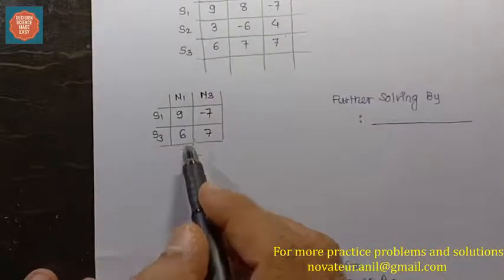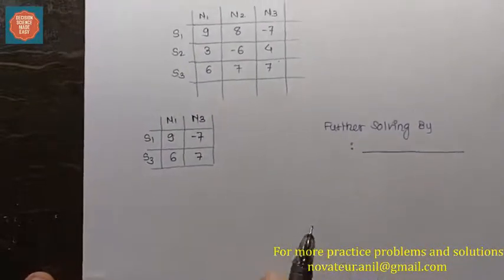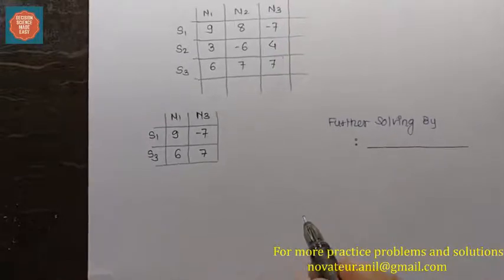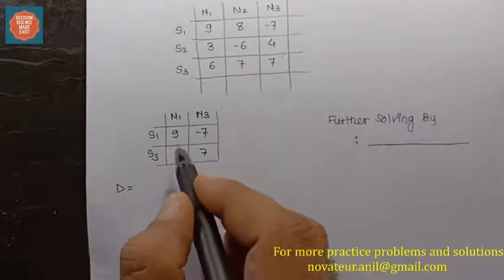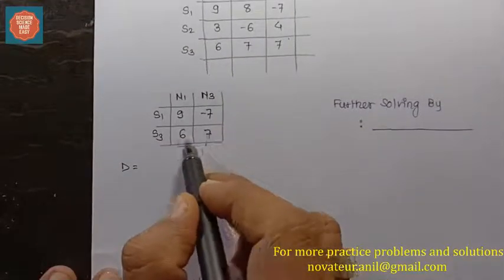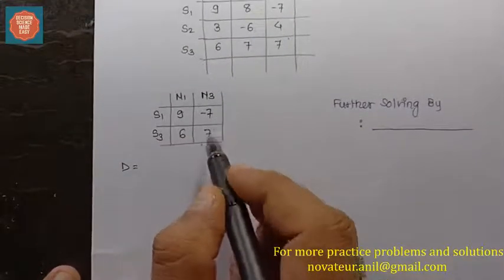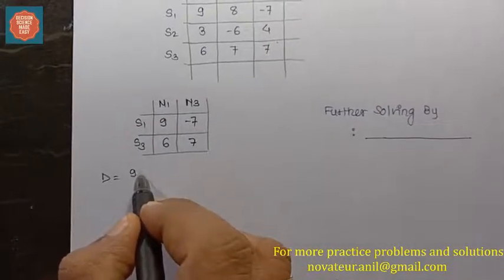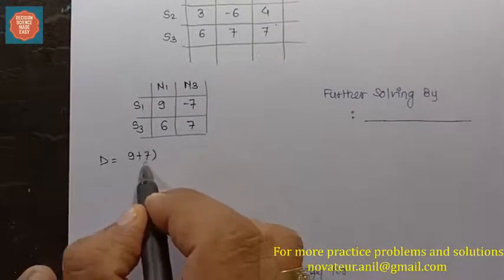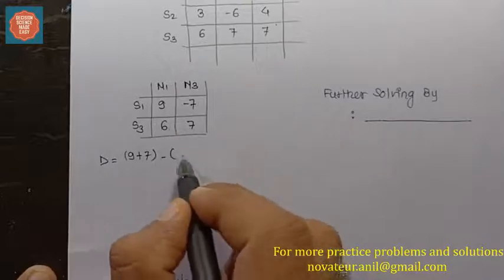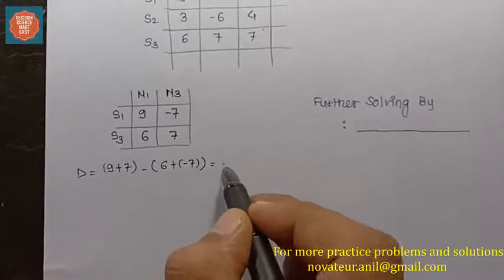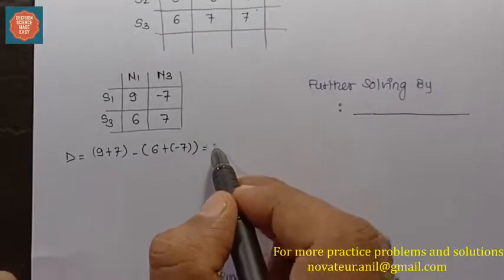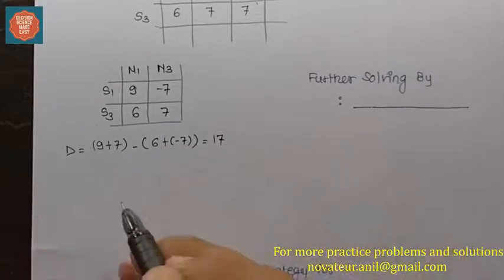So this is 9, 6 and minus 7. If I have to solve this, first let me find the diagonal element. The diagonal element is nothing but 9 plus 7 minus 6 times minus 7. So I'll just write down 9 plus 7, this is diagonal, minus 6 times, in bracket, minus 7. Solving this, I'll get 16 plus 1 is equal to 17. So this is my D.